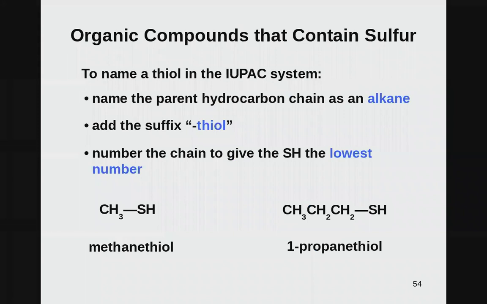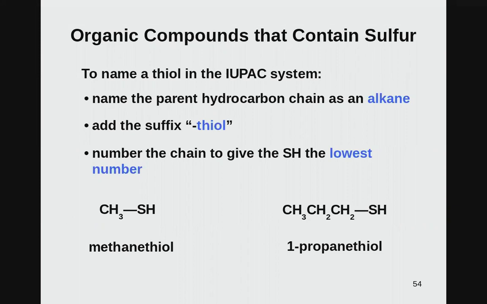Now, to name a thiol is relatively straightforward. We're just building on this IUPAC system we've been using, but we name the parent hydrocarbon chain as an alkane. Then we add the suffix thiol, and we number the chain to give the SH group, or the thiol group, the lowest number. So the most simple thiol we can see is CH3SH. Remember, CH3 is methyl, so we have methane thiol. Remember, CH4 would be methane, so methane thiol.